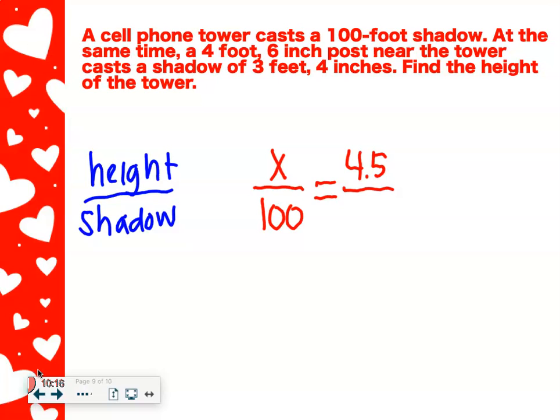How many inches are in a foot? 12. So 6 over 12 would be half, right? Does that make sense? But then how are we going to change 3 feet 4 inches into a decimal? 4 over 12. What does 4 over 12 reduce to? 1/3. So 3 point 3, over 3 point 3.